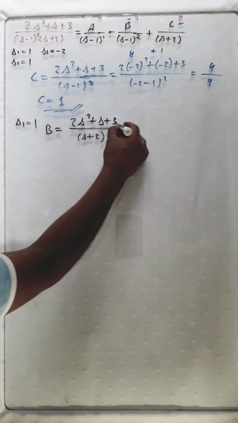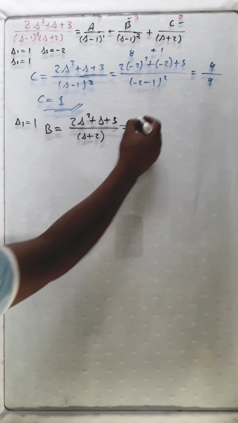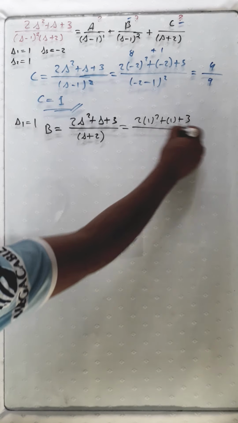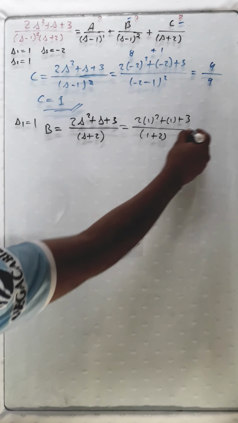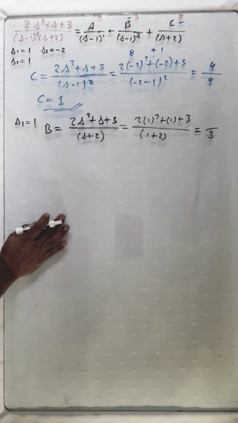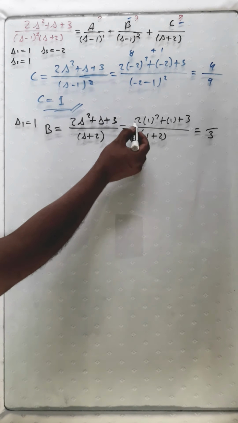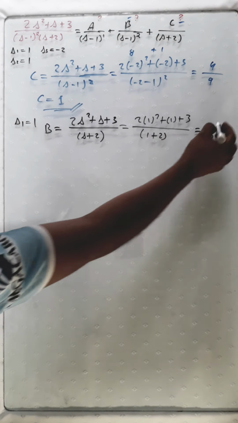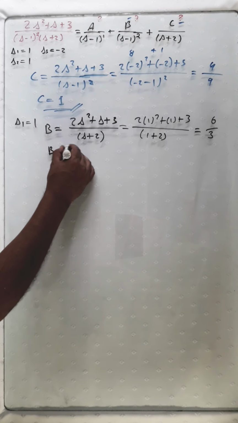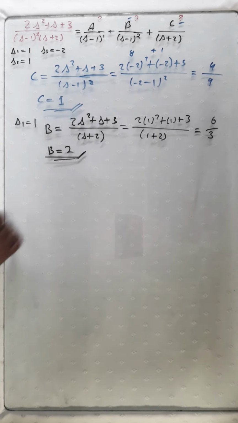S equal to 1. So let's replace the value of 1. 2 times 1 squared plus 1 plus 3 divided by 1 plus 2. So in the denominator it's 3, and in the numerator it's 2 plus 1, 3 plus 3, 6. So 6 divided by 3, B happens to be just 2. So we found the values of B and C, but for A we cannot use the Heaviside method.